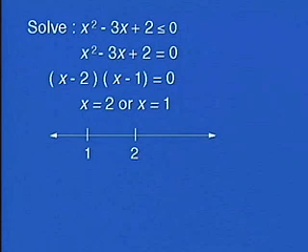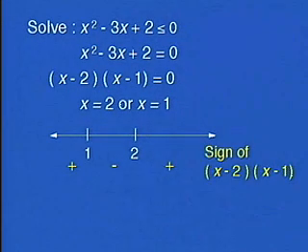Now the next step is for us to determine where our factors are positive or negative, so that we can find out where our product is positive or negative. To the left of 1, both factors will be negative, so the product is positive. Between 1 and 2, the factor x minus 2 is negative, while x minus 1 is positive, so their product is negative. And to the right of 2, both factors are positive, so the product is positive.